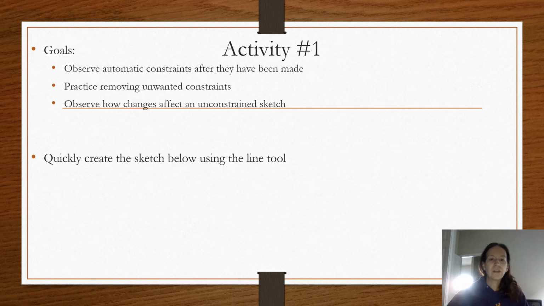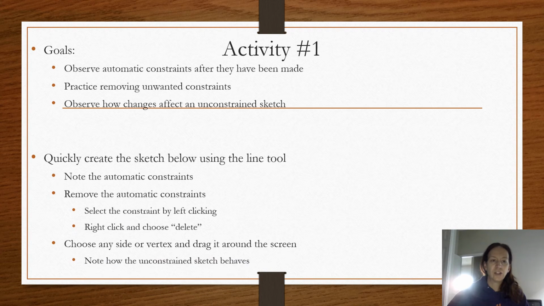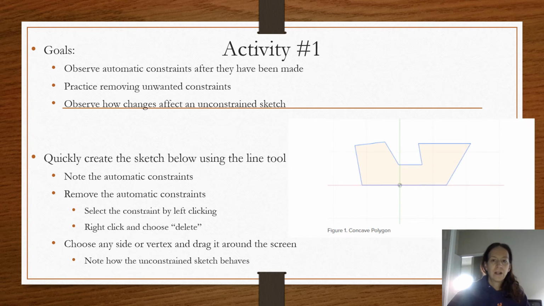So quickly create the sketch below using the line tool. You're going to create something that looks like that. You're not going to put any measurements on it. It just sort of needs to look like that. So you're not going to pore over this. Grab the line tool and just click, go up, basically the general shape of what that is. Okay. And then we're going to talk about it in class.